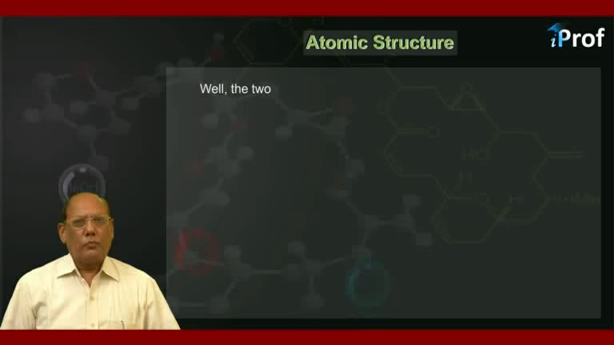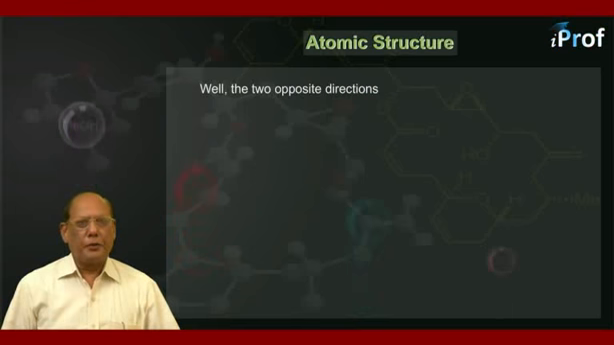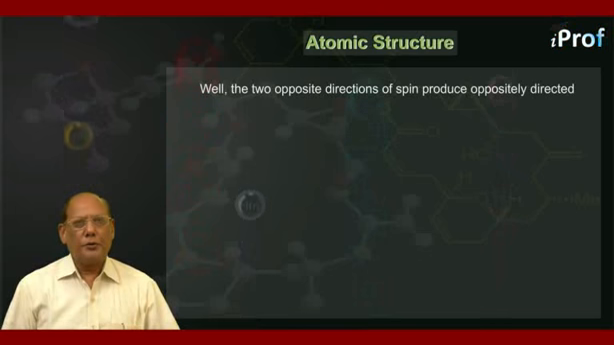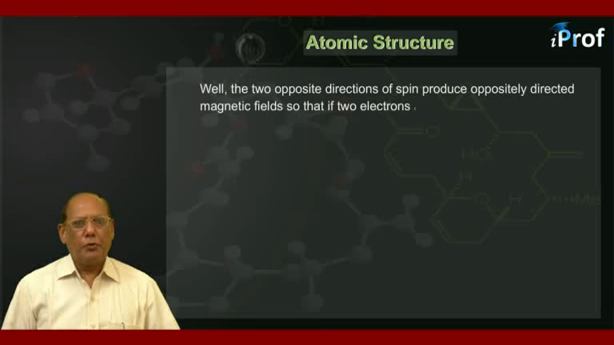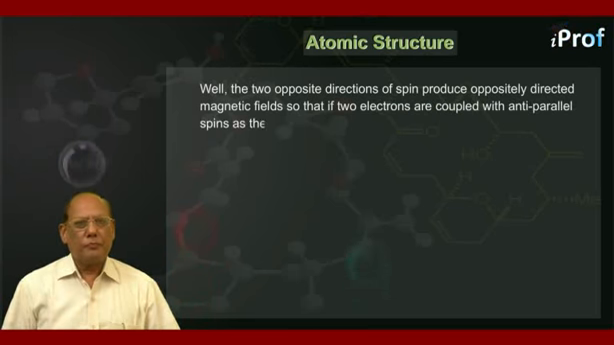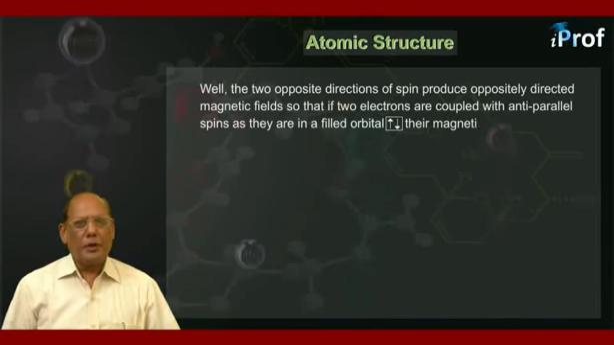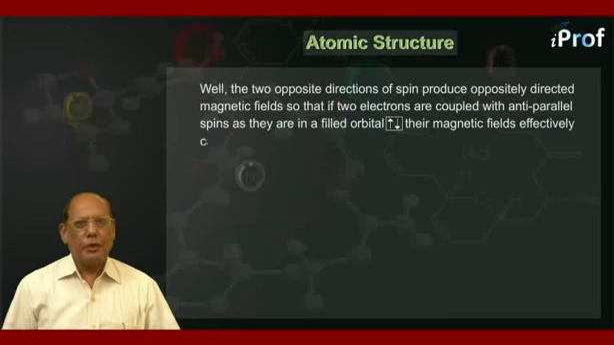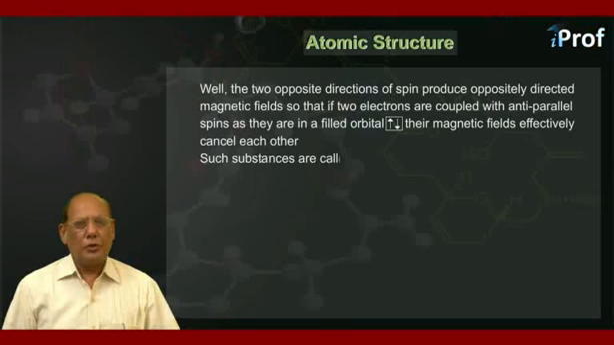The two opposite directions of spin produce oppositely directed magnetic fields, so that if two electrons are coupled with antiparallel spins, as they are in a filled orbital, their magnetic fields effectively cancel each other. Such substances are called diamagnetic.